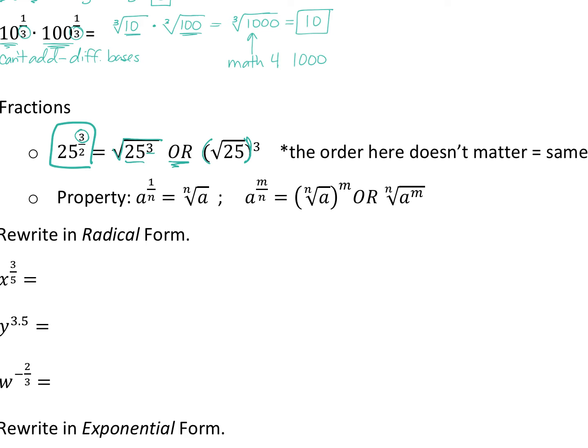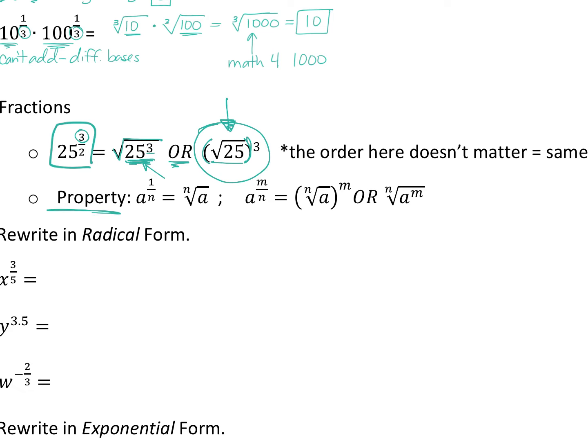It's up to you which one makes more sense. I think this one for a number like 25 makes a lot more sense to me because I know the square root of 25 is 5, and I know that 5 to the third power is 125. Whereas if I did it this way, I'm going to get a really big number that I then have to square root. So typically, this way is easier. Take the root first and then the exponent, but you can do it either way.